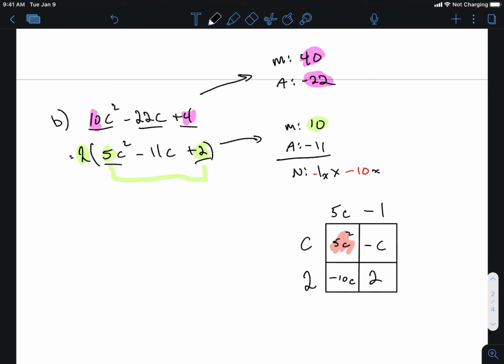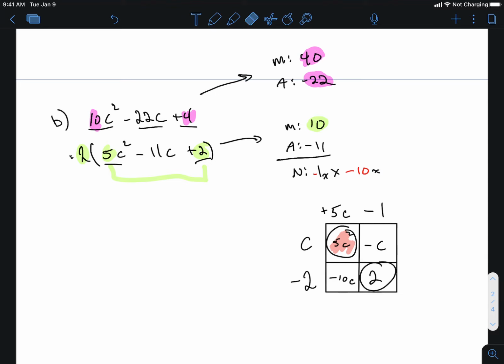Then we know this has to be positive already, because we determined that from the top box. But I need a negative here. So the only way to get that is if the 2's negative. Then, if both of these are negative, that turns this box positive. Is everybody okay? I'm pretty confident this works 100% of the time.